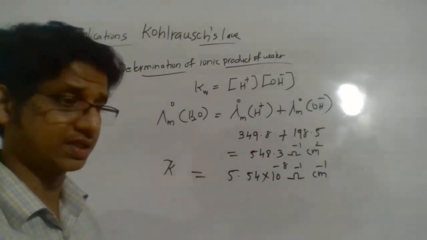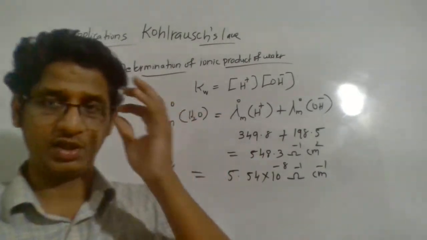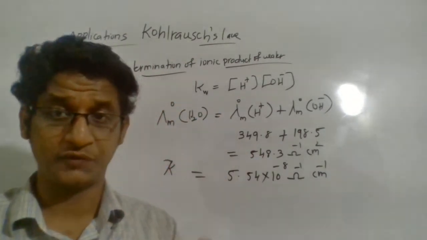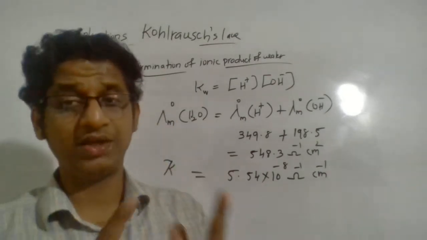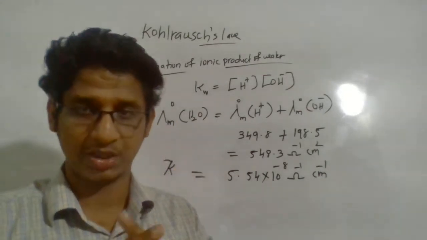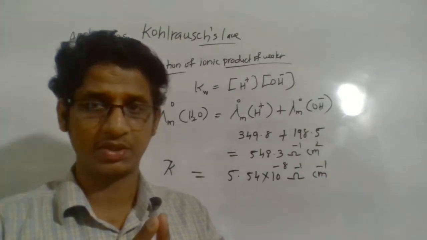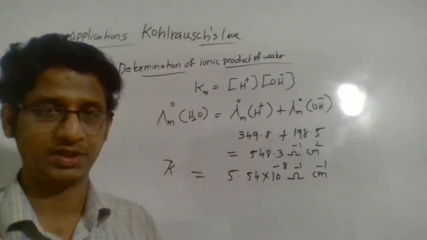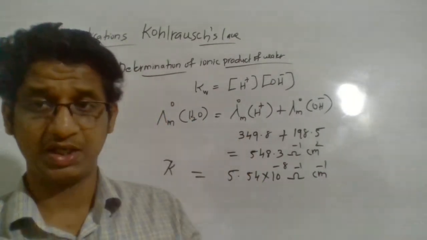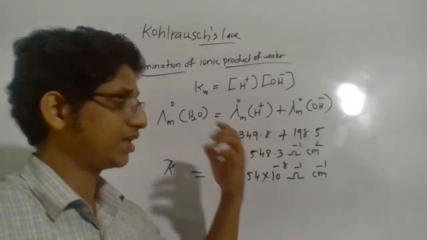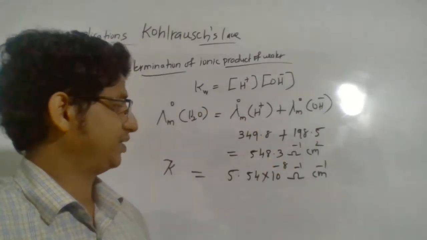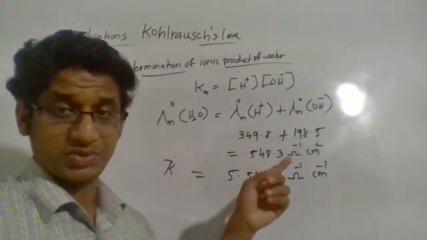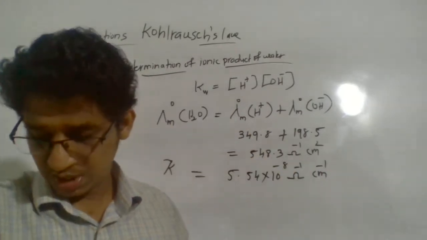When you talk about conductivity, we are talking about a unit volume. What is the conductance offered by all the ions per unit volume? You can say 1 centimeter cube. Within that 1 centimeter cube, what is the conductance offered? That is what the conductivity value will give you, and molar conductivity at infinite dilution you can find like this, using application of Kohlrausch's law.